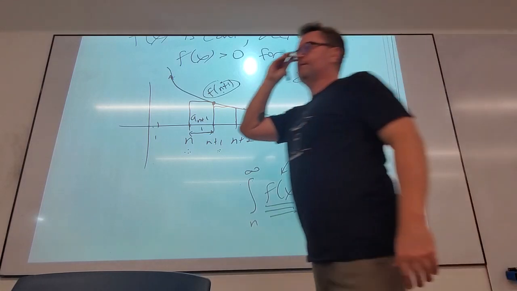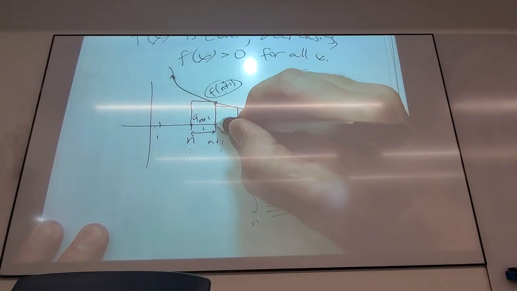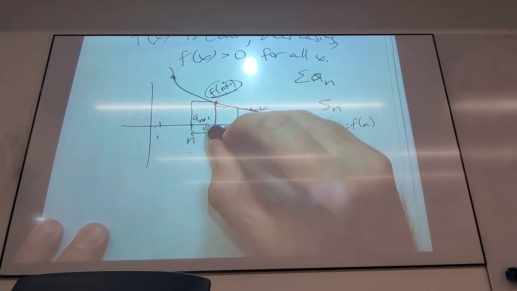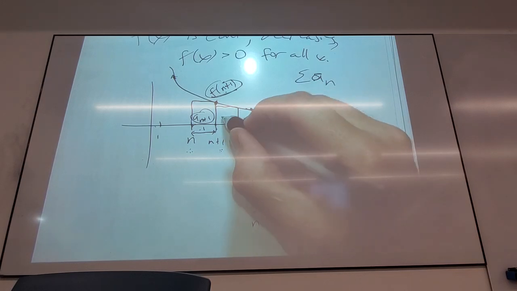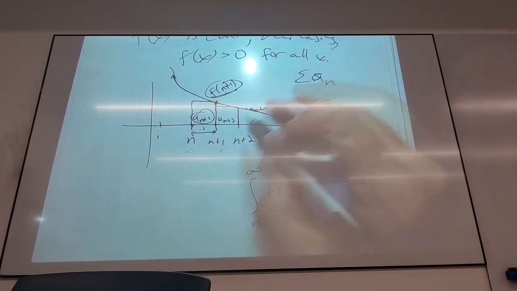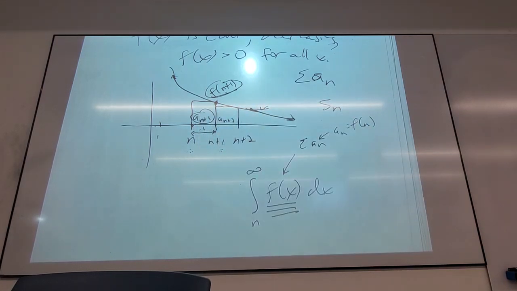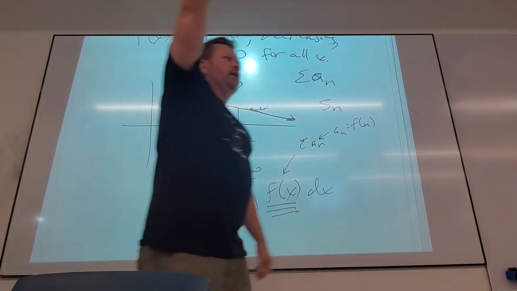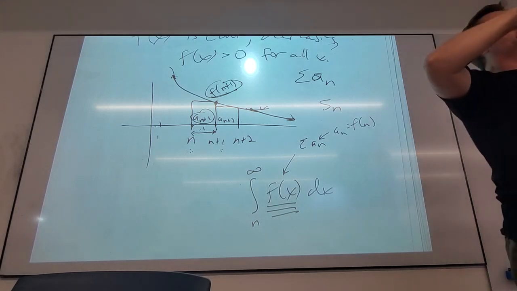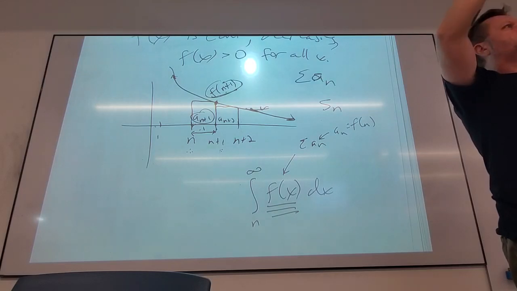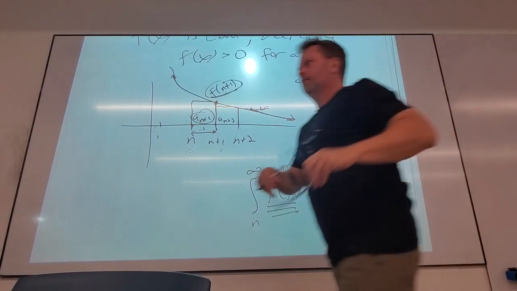A n plus 1. What is the area of this rectangle? If the height is a n plus 1 and the width is 1, it's got an area of this, yes? What's the area of this next one? A n plus 2. So these blocks, if I added the blocks up, that would be the rest of my sum. Do you see that? That would be a n plus 1 plus a n plus 2, blah, blah, blah. The integral from n to infinity, if I did the integral, are my blocks an under or an overestimate? Under. Good.